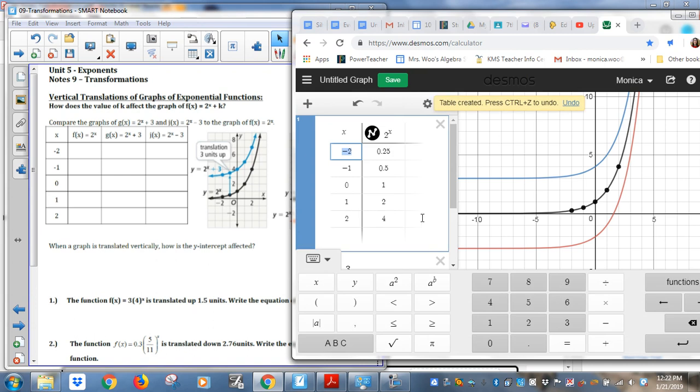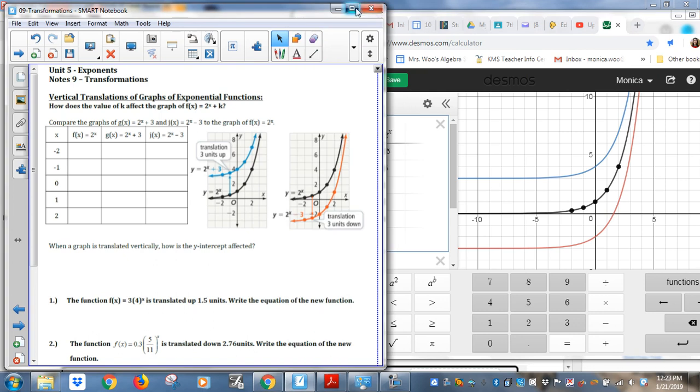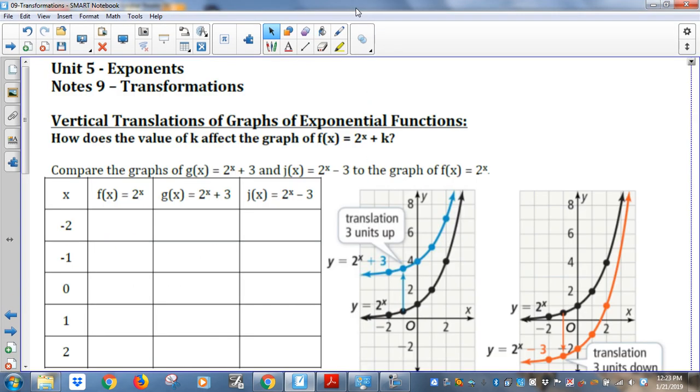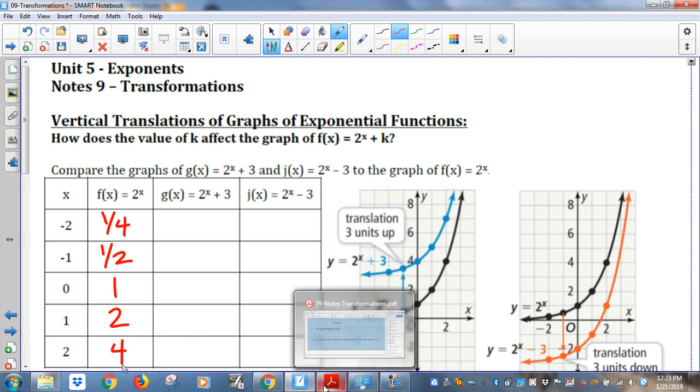I'm going to flip to the Smart Notebook. I'm going to make it bigger so it's easier for me to write. And let's go ahead and put this in. When x is negative 2, I get 1/4, then 1/2. To the power of 0 is 1. To the power of 1 is 2. And to the power of 2 is 4. And so when we have 2 to the power of x plus 3, we should see a vertical translation of plus 3. All of these values increase by 3.